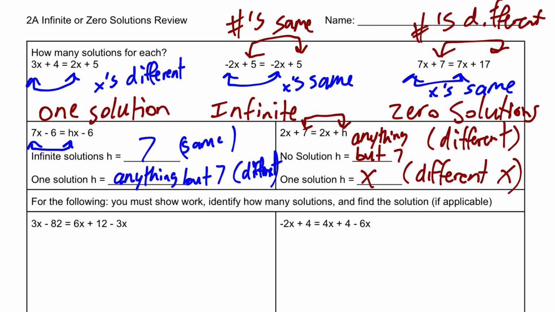So for all of these, we have to remember the patterns. One solution has different x values. The constants do not matter. Infinite solutions has the same x's and the same constants. 0 solutions has the same x's but different constants.